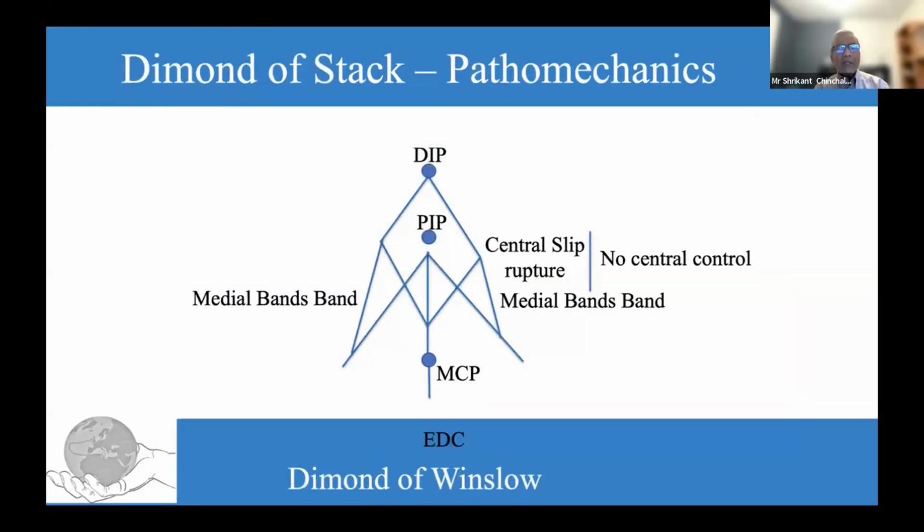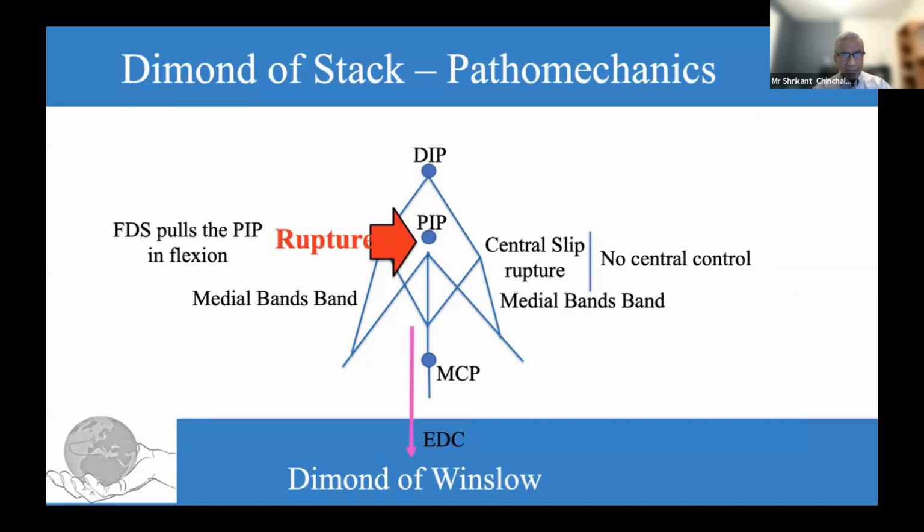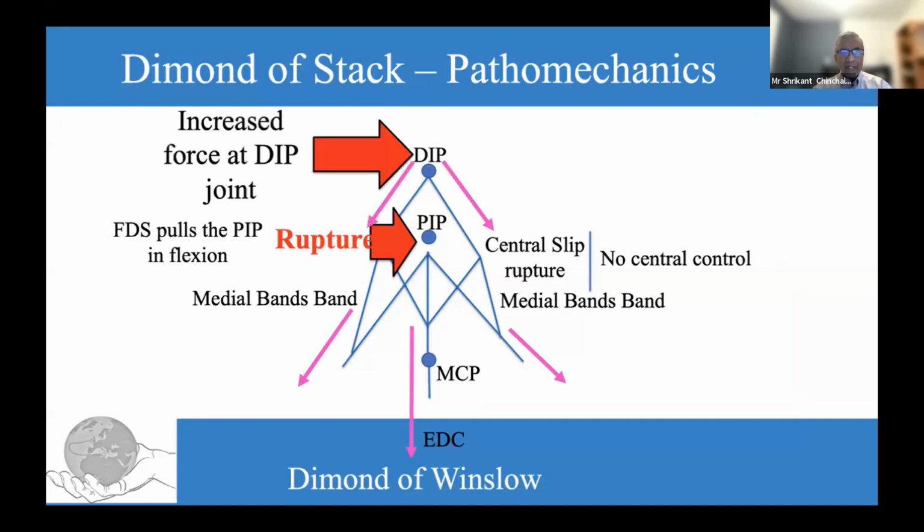So when we look at the Stack diamond or Winslow's diamond from the pathomechanics point of view, you can see that when there is a rupture of the central slip, FDS pulls the PIP joint in flexion, and the forces of the intrinsics as well as the extensor digitorum communis through the lateral bands tend to produce a hyperextension tendency at the DIP joint. So again, we have a zigzag deformity. PIP stays in a flexed position.